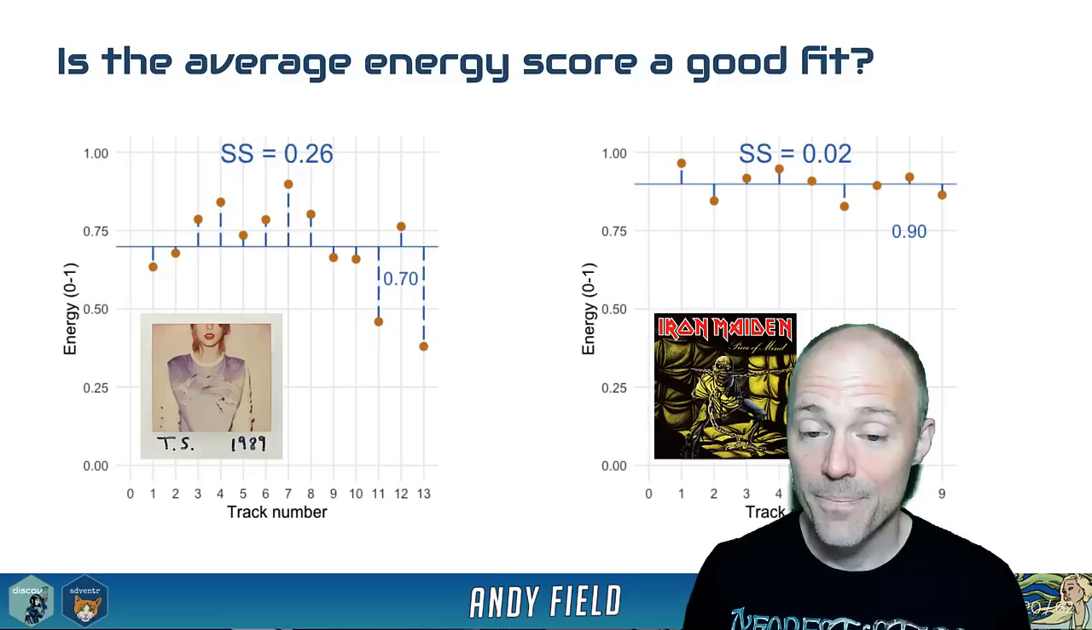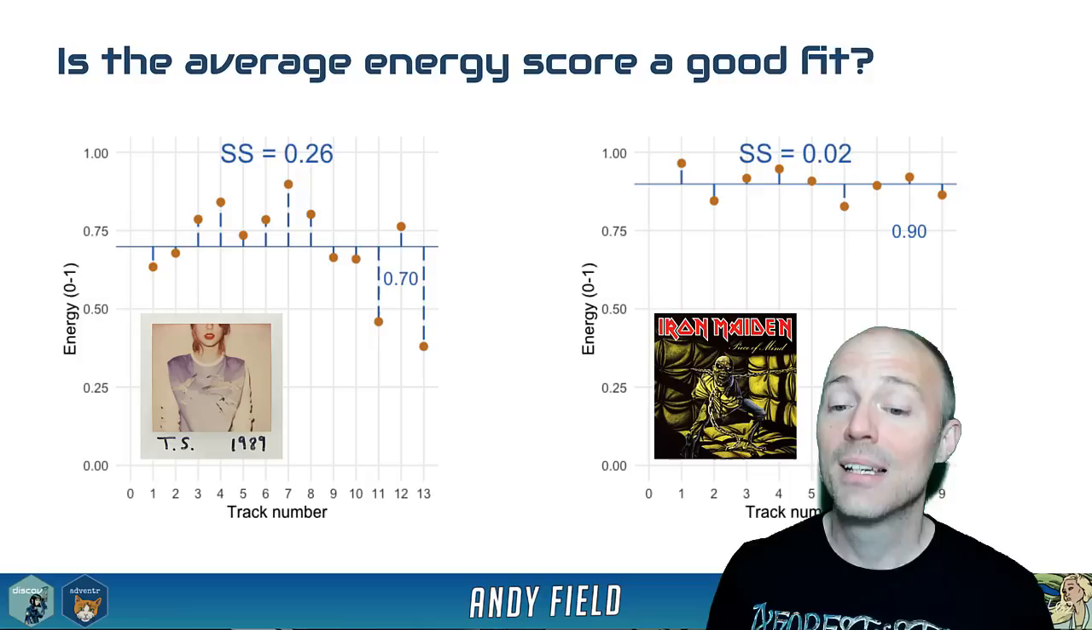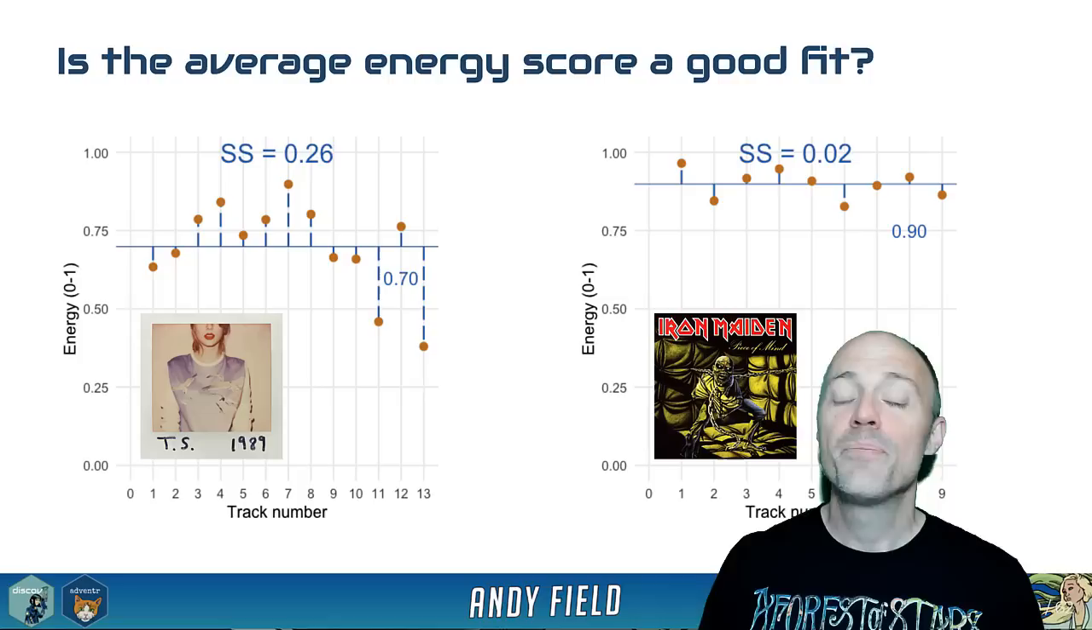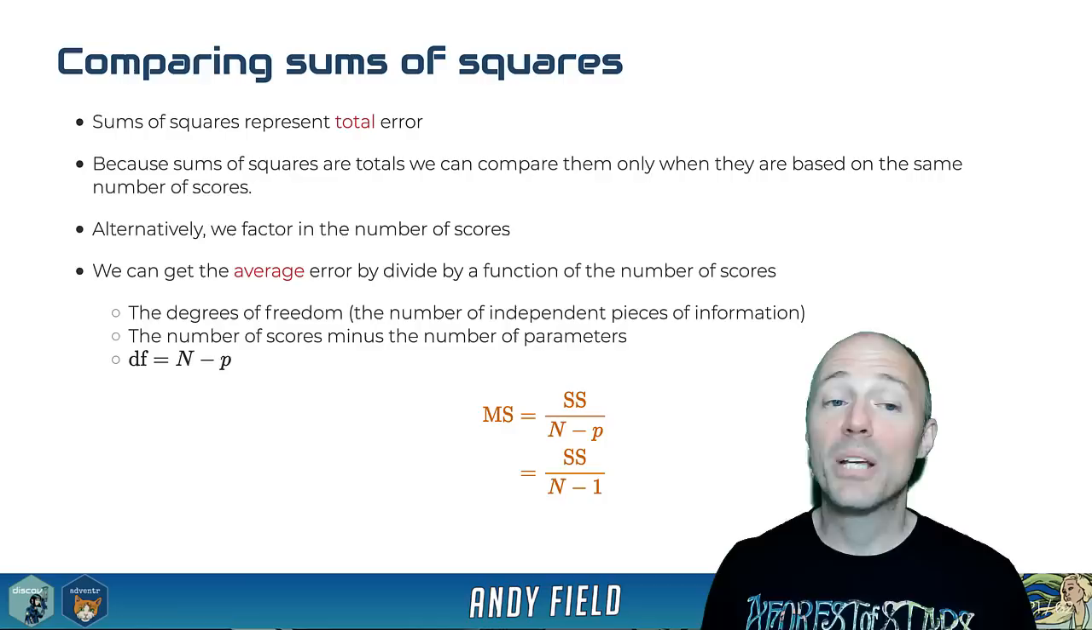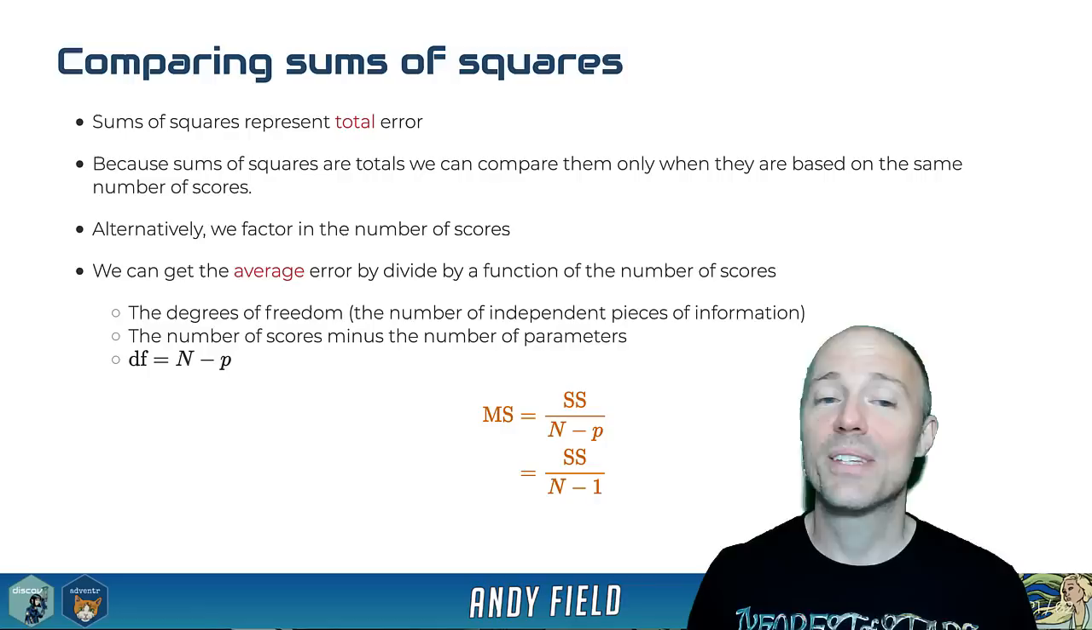But there is an issue here. The Taylor Swift album has 13 tracks, and Iron Maiden's album only has 9. So Taylor Swift's sum is based on 13 scores, while Iron Maiden's sum is only based on 9. So we can't directly compare them. Sums of squares represent total error, and because they're totals, we can't compare them directly unless they were based on the same number of scores.